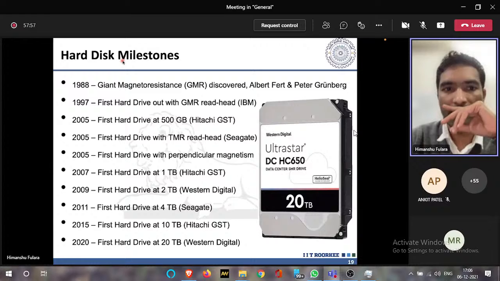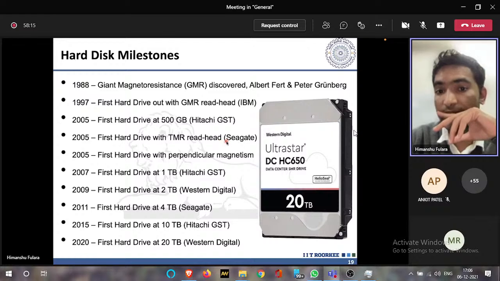And so these are the hard disk milestones in the last 30 years. You see the giant magnetoresistance effect discovered. The first hard drive with GMR readout was launched in 1997. In 2005, the first hard drive at 500 GB was launched by Hitachi, and the first hard drive with TMR readout was launched by Seagate. The first hard drive with perpendicular magnetic anisotropy was launched in 2005. First hard drive at 1 terabyte in 2007, and in 2009 the first hard drive at 2 terabytes. And then in 2020, the first hard drive of 20 terabytes was launched by Western Digital.